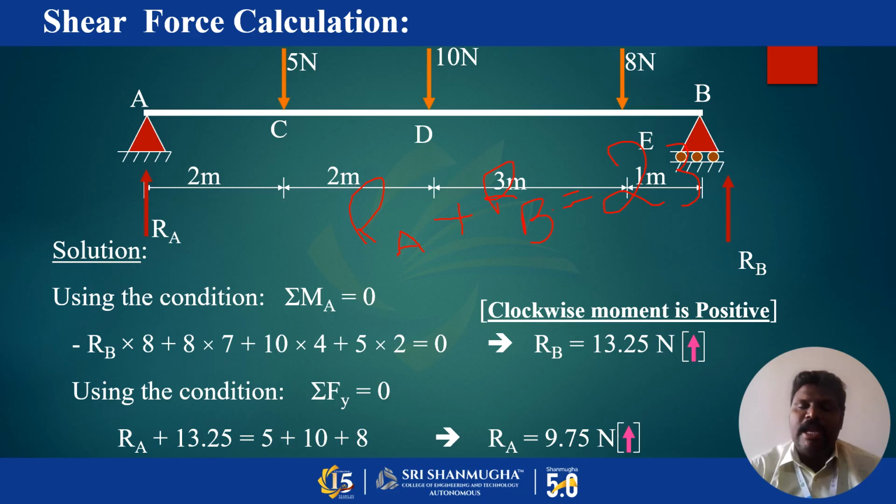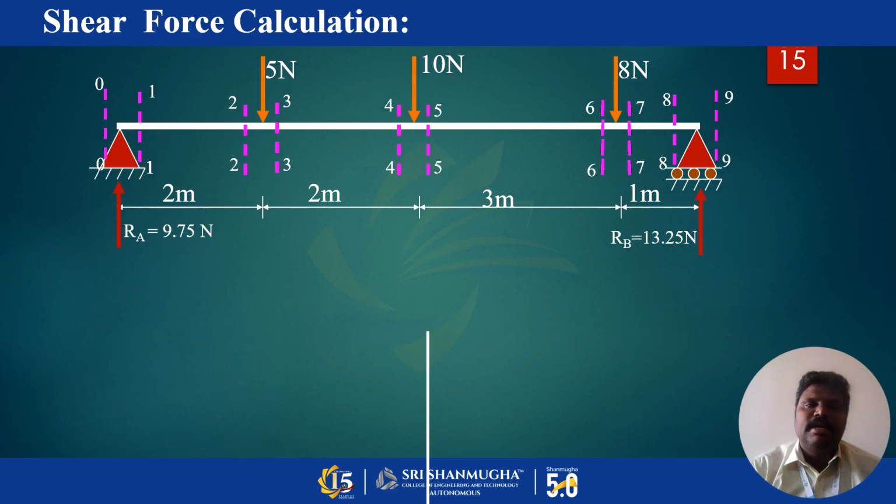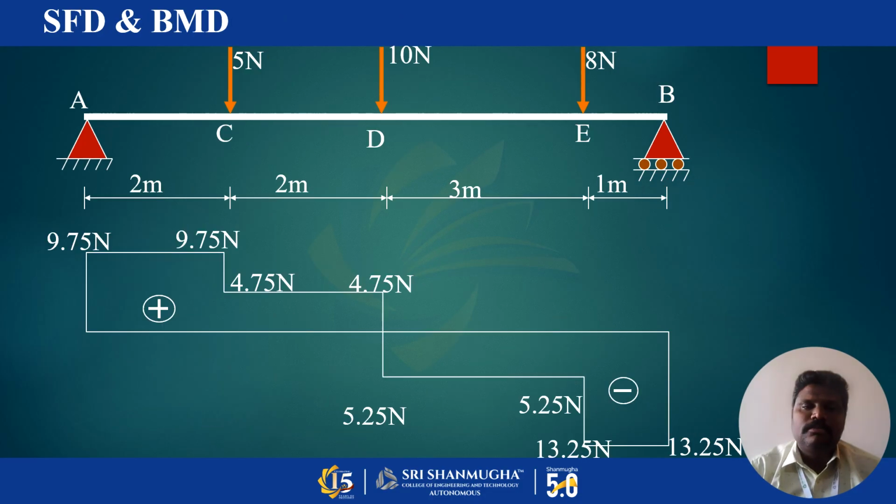With respect to these values, we are going to calculate the shear force and the bending moment. This is about the shear force diagram. The value of shear force that we have calculated at the point A is 9.75, at the point C is 9.75, at the point D is 4.75, and at the point E is minus 5.25.